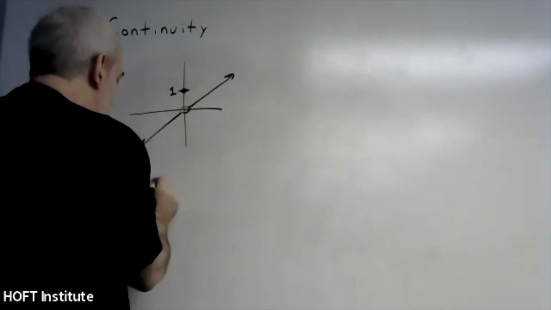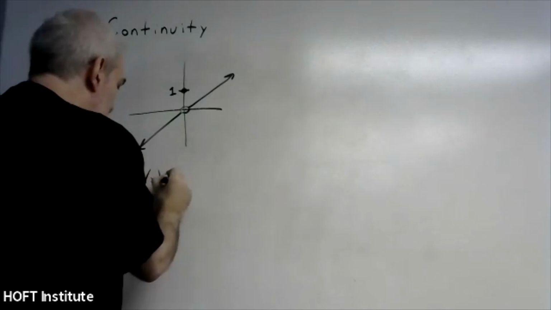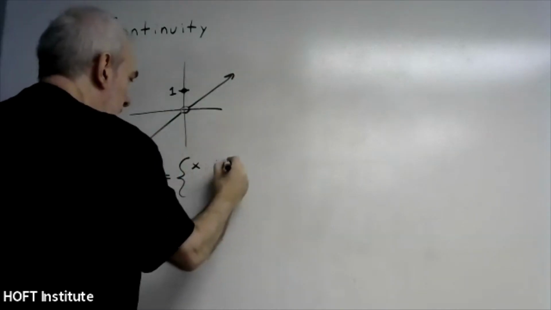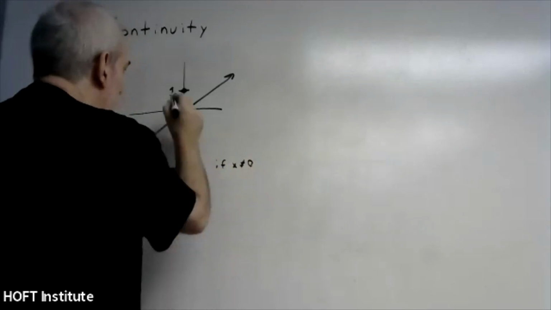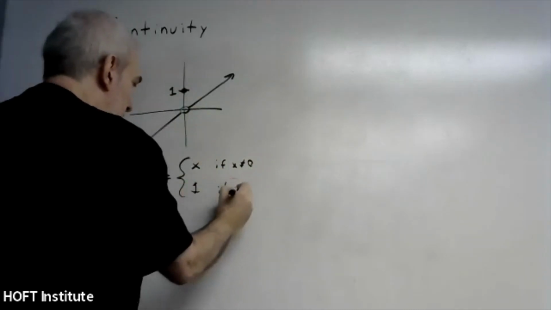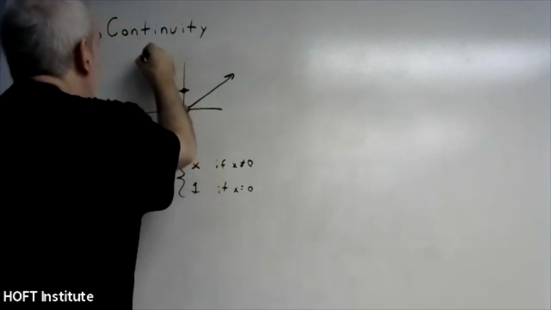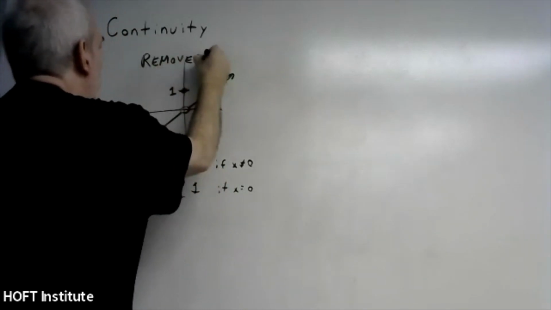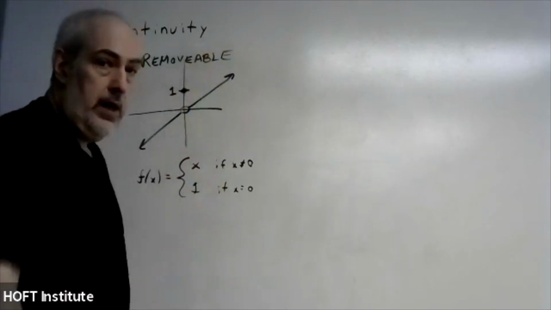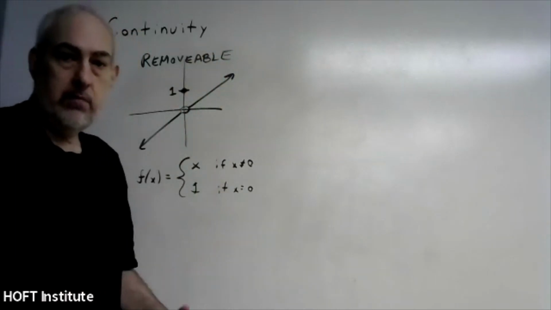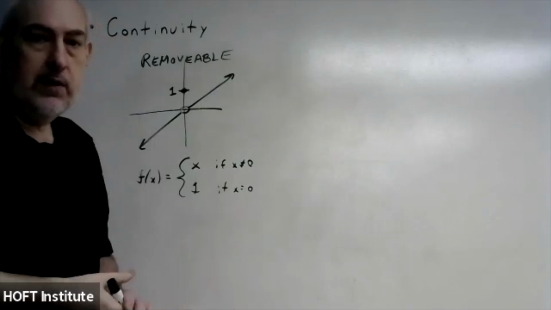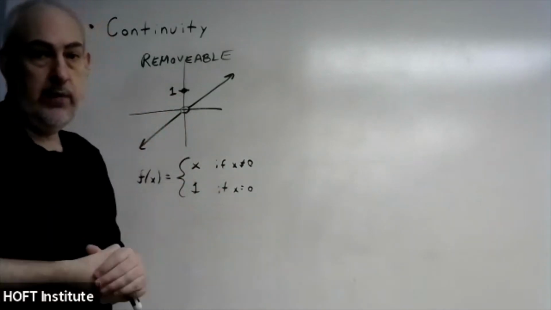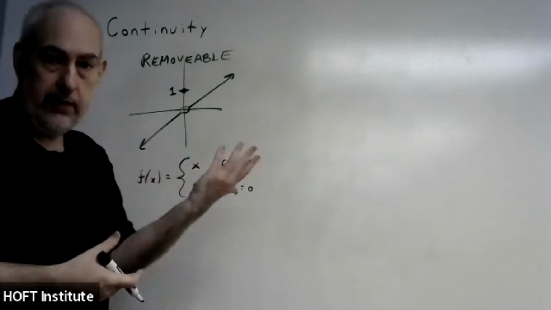Okay, so for example, we might have this function. I'm going to define this as a piecewise function: f of x is equal to x if x is not 0, and is equal to 1 if x is 0. And this is a removable discontinuity. Removable, remember the way I informally said it, is that you can fix it by moving a single point, making it continuous again at that point, x equals 0.